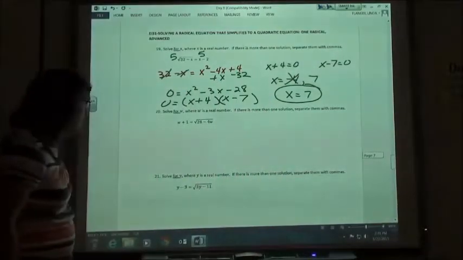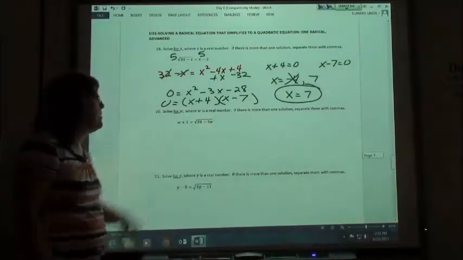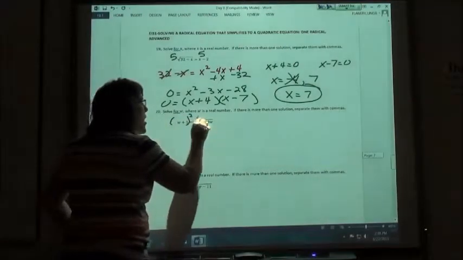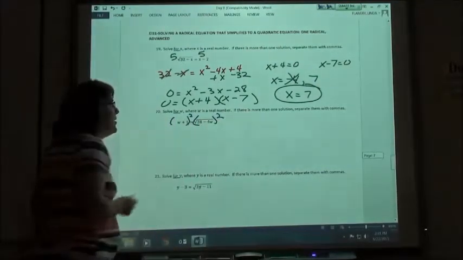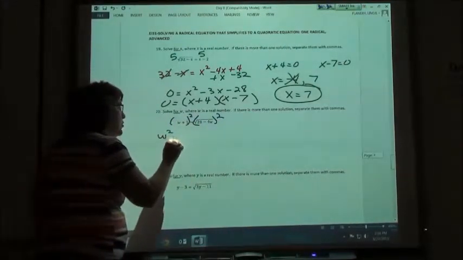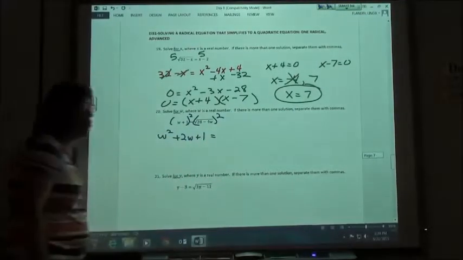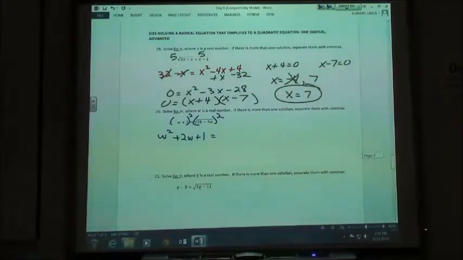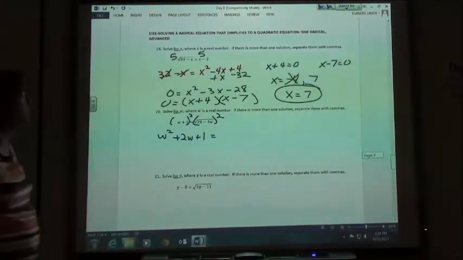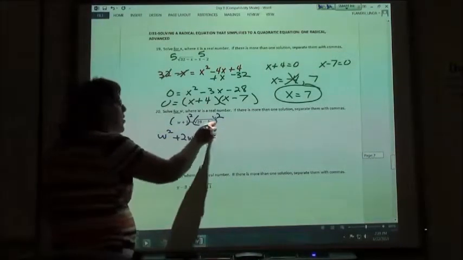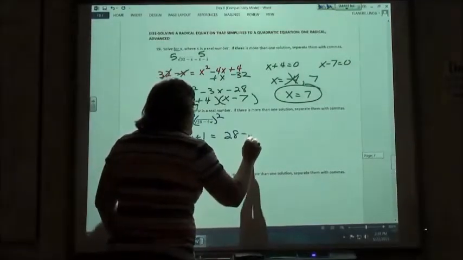Number 20, same kind of thing. The square root is already by itself. I'm going to square both sides, so FOILing that out, I would get w squared plus 2w plus 1. And if you need to, write down w plus 1 times w plus 1 and FOIL it all the way out. Squaring the square root cancels that out.